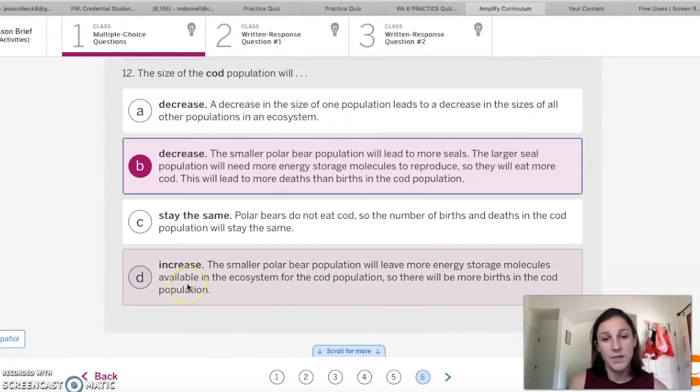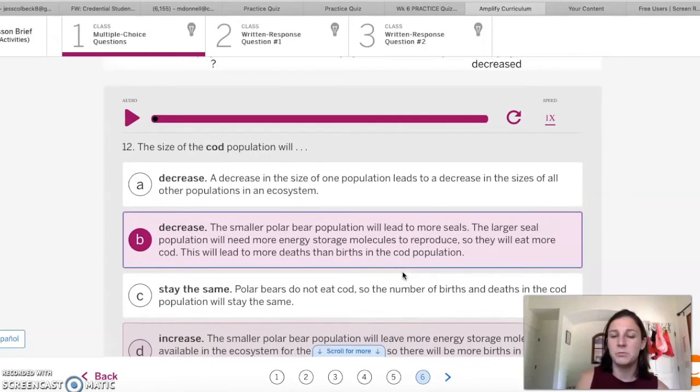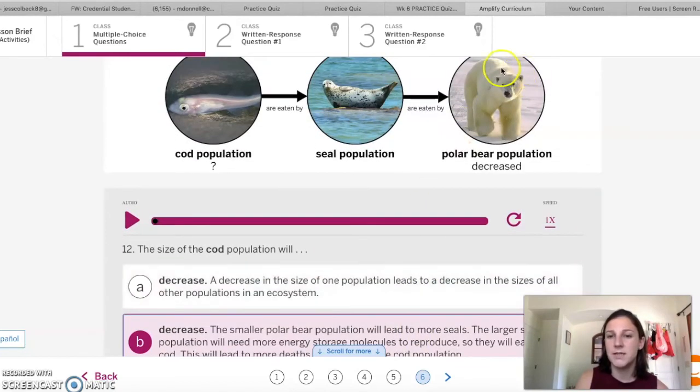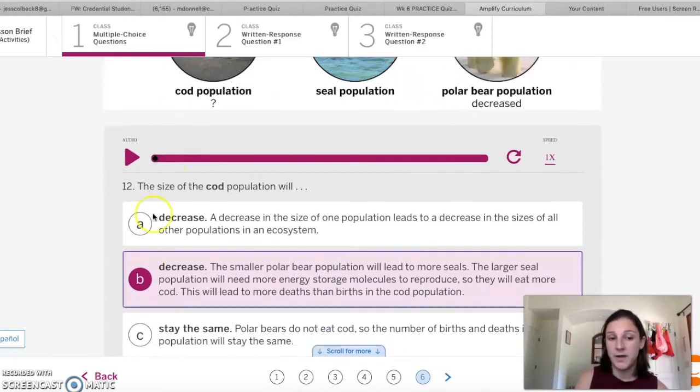Now this last one, the smaller polar bear population will leave more energy storage molecules available in the ecosystem for the cod population, so there will be more births in the cod population. Now that sort of seems correct on the surface, that polar bears would be leaving more energy storage molecules in the population, but those energy storage molecules are all seals, and the seals are eating the cod, so that can't be correct either. So I would go back to our initial response here, B, decrease.